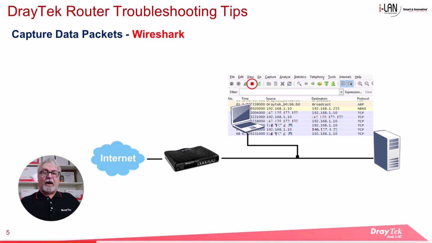Port mirroring of the WAN interfaces will affect the router's performance, so always disable it when not required. Port mirroring of the LAN ports will not affect performance. So to capture the data packets, we need a PC running Wireshark or some other packet sniffer tool and the port mirroring function to be enabled in the router or switch.